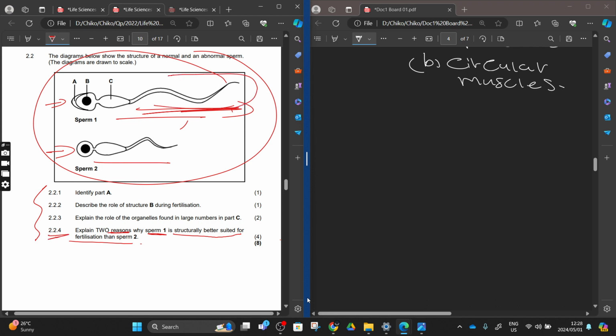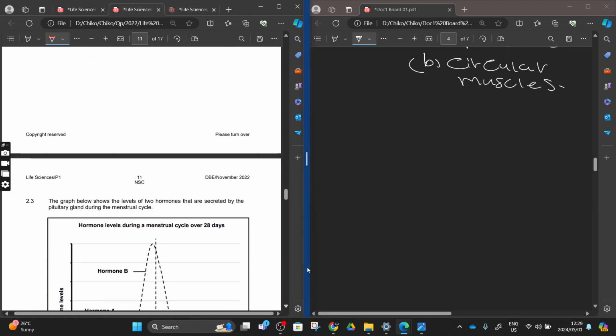The first one will be with our tail there. The tail is longer, this one is short. This will be our first point. And then our next point will be the acrosome. Sperm number 1 contains the acrosome, and sperm number 2 doesn't contain the acrosome. So these are the 2 reasons why sperm 1 is structurally better suited for fertilization than sperm 2. Sperm 2 is just wasting time. In producing this sperm, we are just wasting our energy, because it cannot even go and break the ovum. You learned this with your previous term 1 teachers, right?